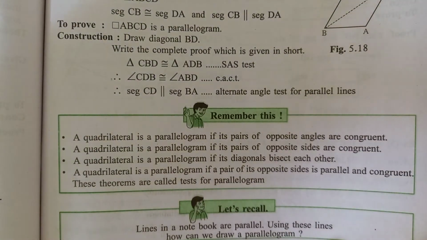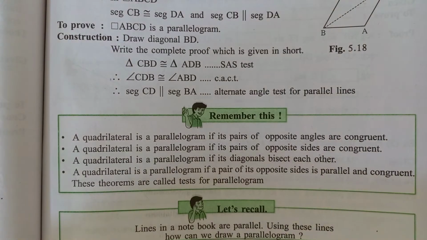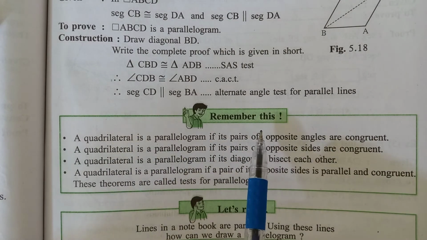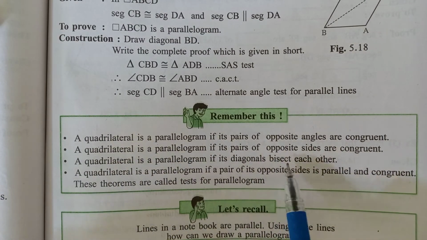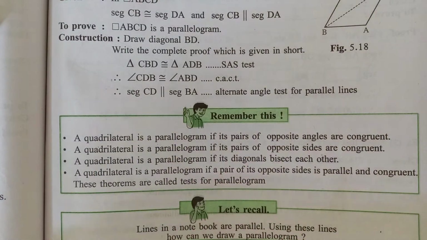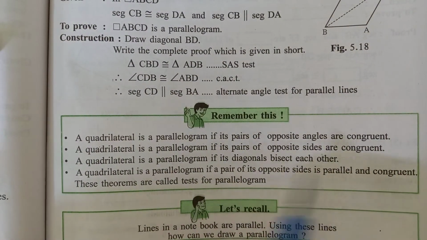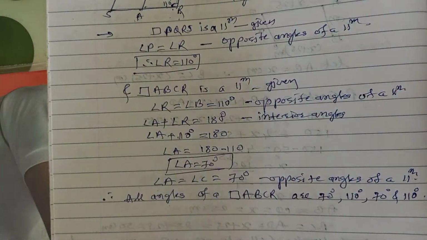We can say rectangle, square, rhombus are types of parallelogram, because opposite sides are parallel, opposite angles are congruent, and diagonals bisect each other. That's why we can say they all are parallelograms. Write all these tests. This is important. See the proof here. No need to write the proof, just write the first two proofs. Here you just write all the tests as given, and after that we will see the exercise. In the exercise also, see, 5 questions are given.